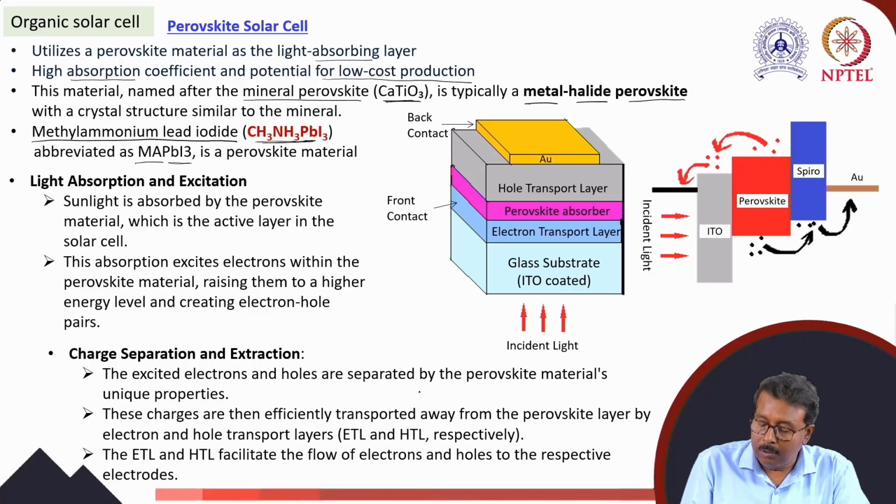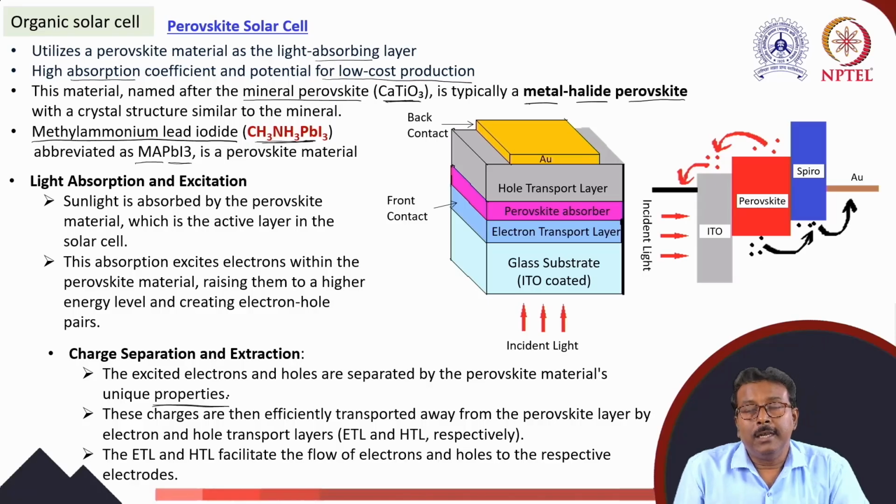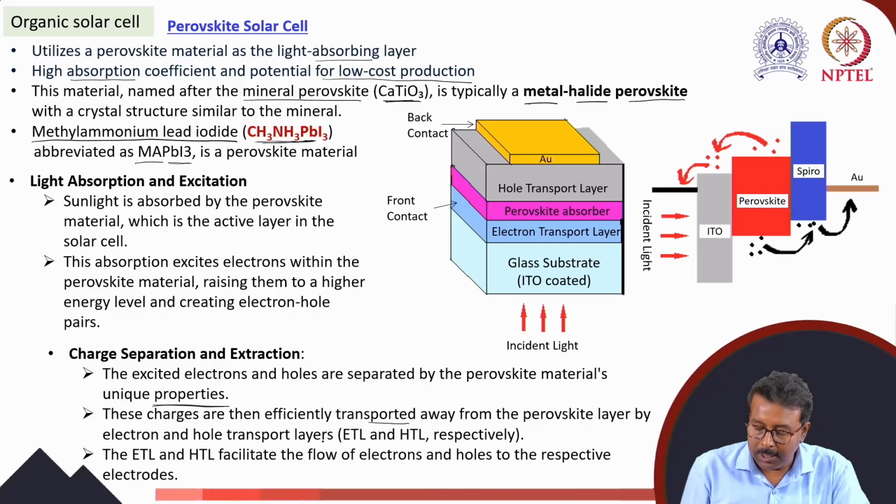The excited electrons and holes are separated by the perovskite material's unique properties. That is the difference from other organic materials. Here they are automatically separated due to the inherent nature of the donor-acceptor interface property within the perovskite. These charges are efficiently transported away from the perovskite layer by two layers, the electron transport layer and hole transport layer, which facilitate the flow of electrons and holes to the respective electrodes.